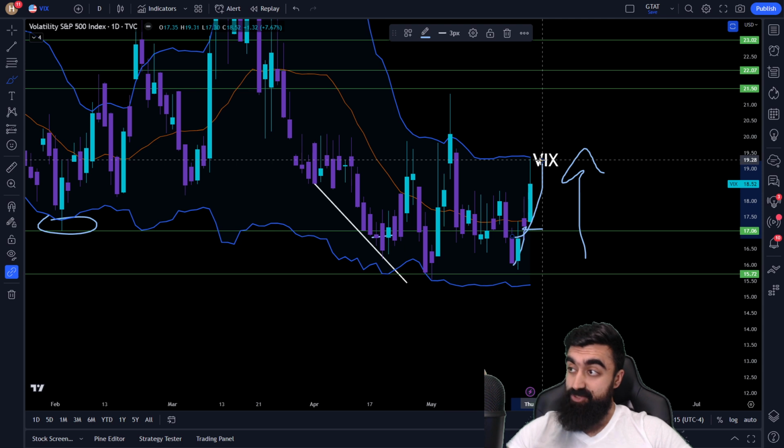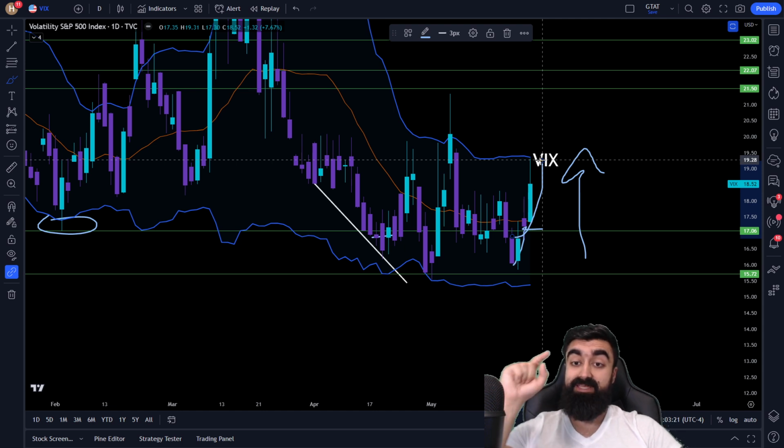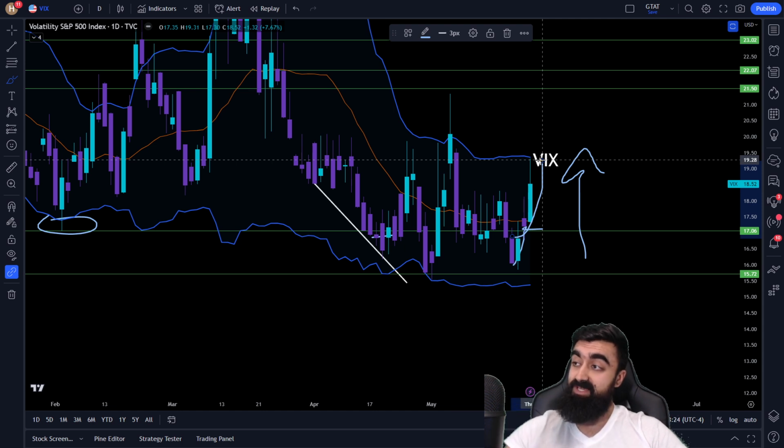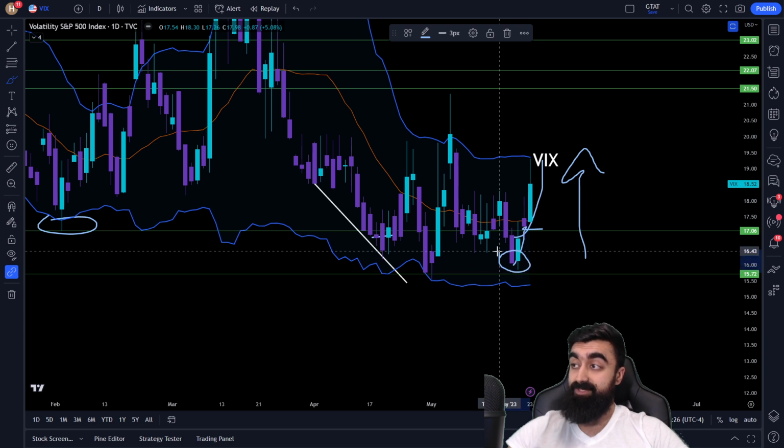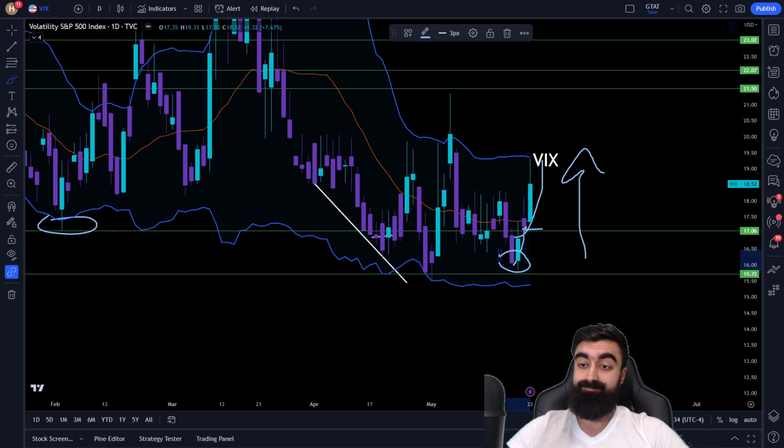So we saw this strength in the VIX a few days ago. Even though the SPY was breaking into 420 and breaking above resistance levels, the VIX held support here. So clearly, the VIX helped us get a better understanding of which direction the market was going to go.